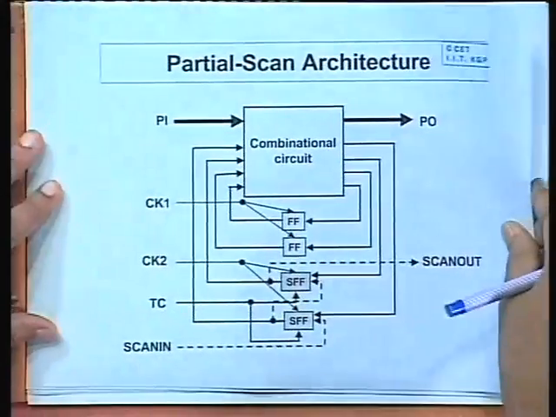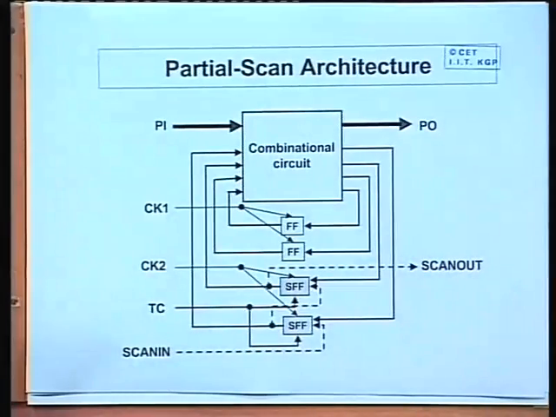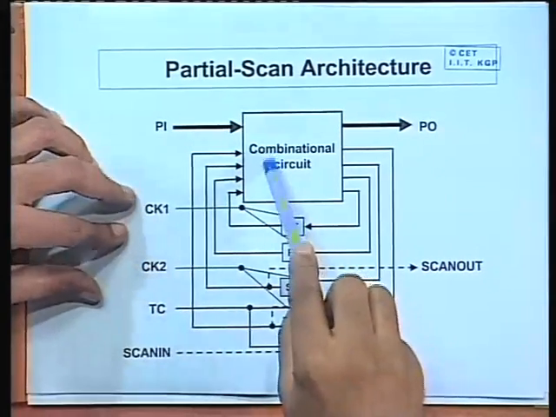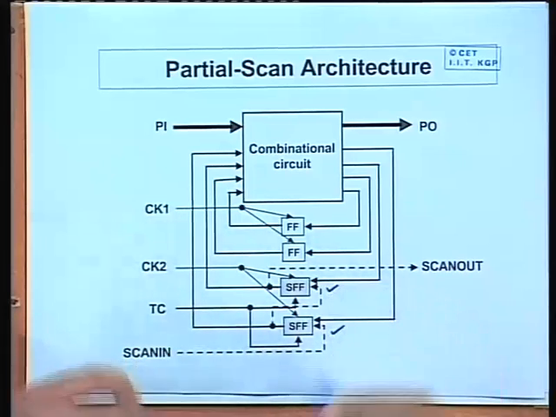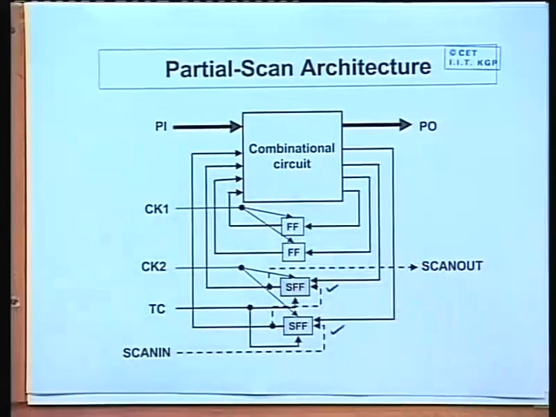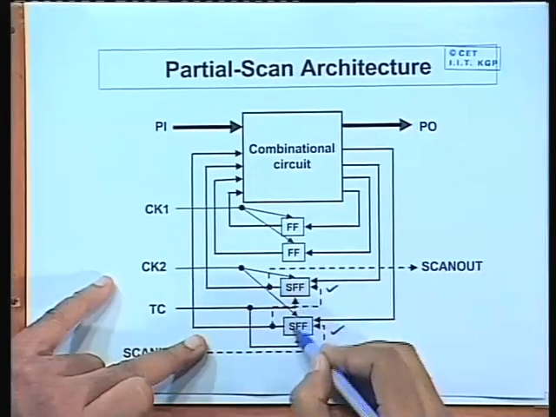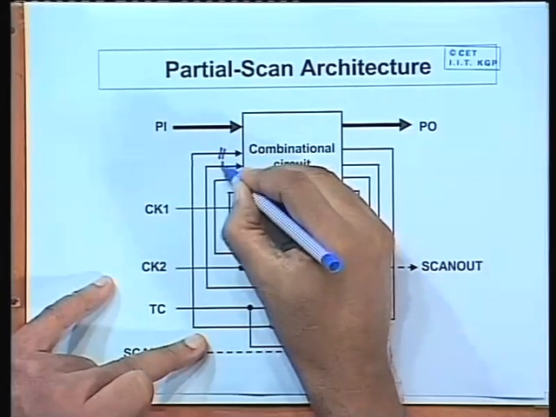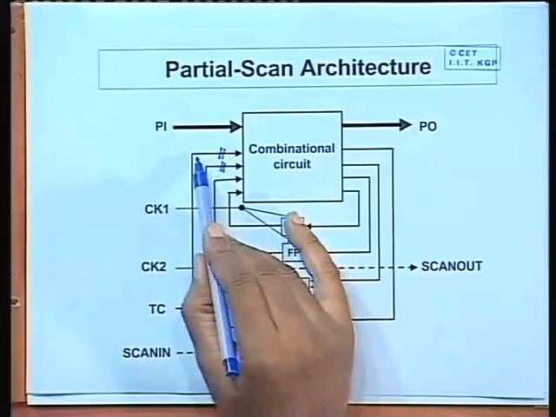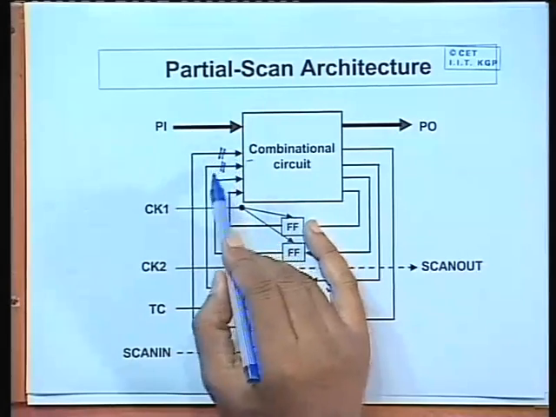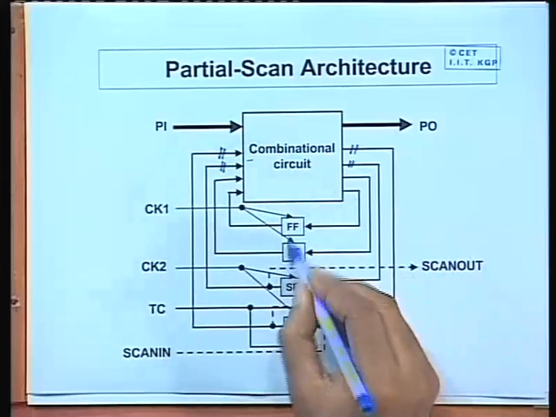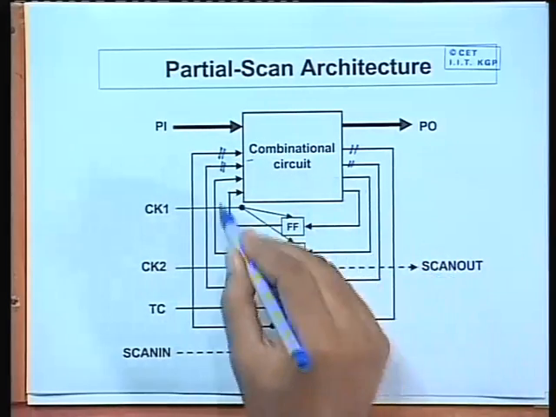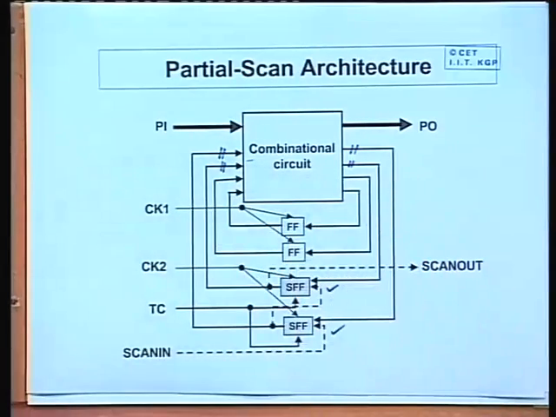So, the partial scan architecture will look like this. We have a combinational logic, there are the flip flops. Some of the flip flops you convert into scan, some you do not. So for these two flip flops, this and this, you can treat that these are part of the primary inputs. Similarly, these two outputs. But for the other two, they still remain a conventional sequential circuit.